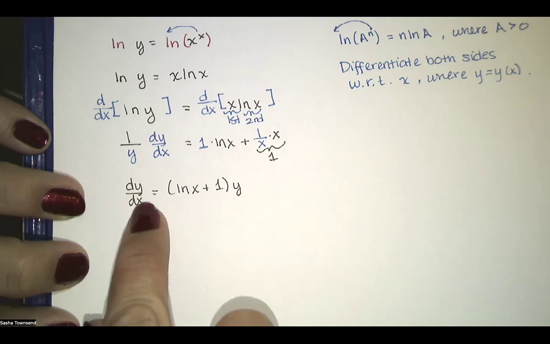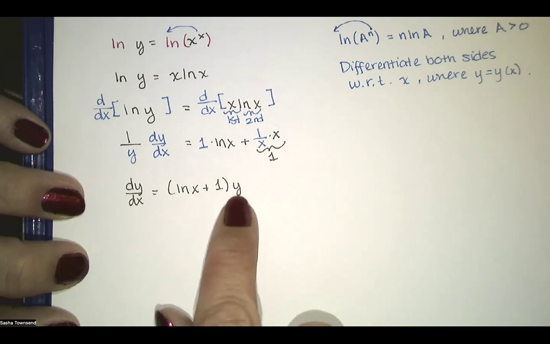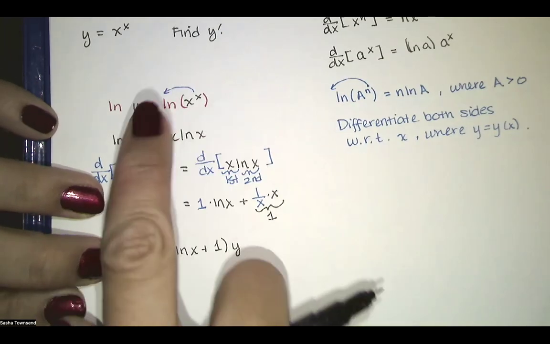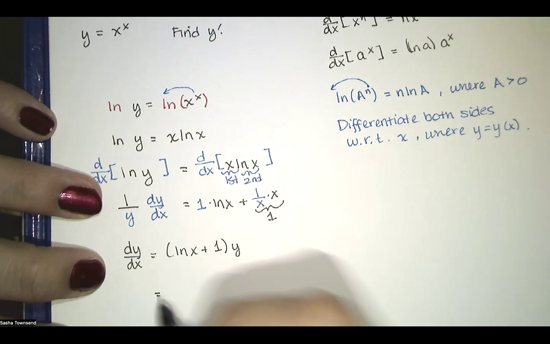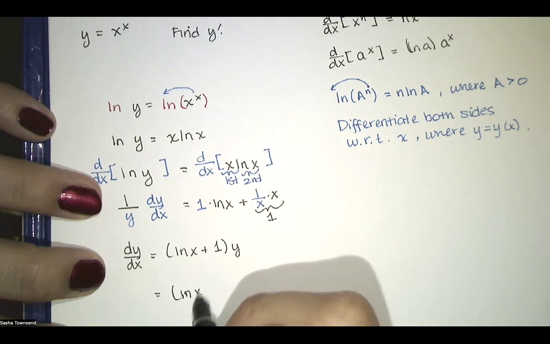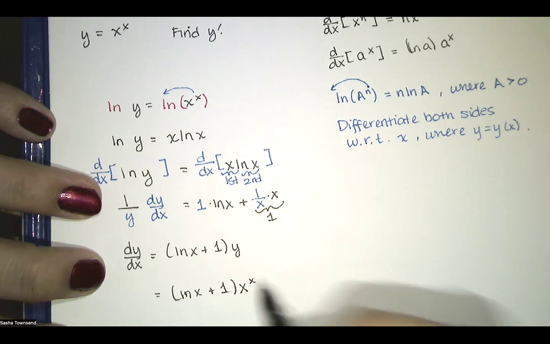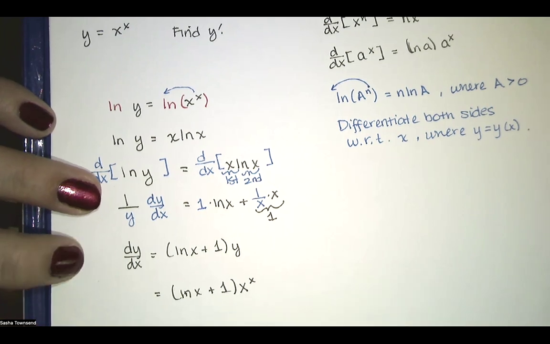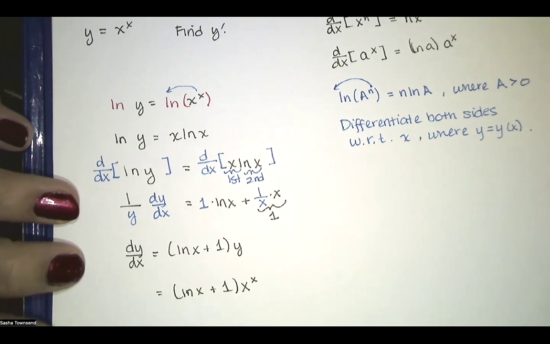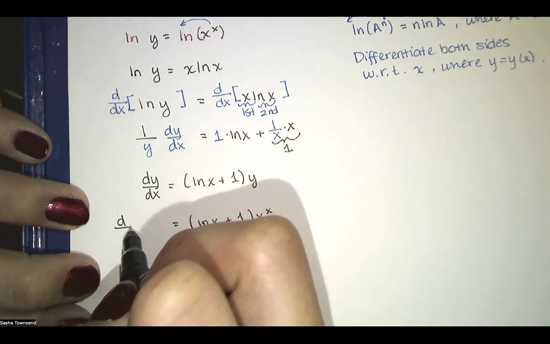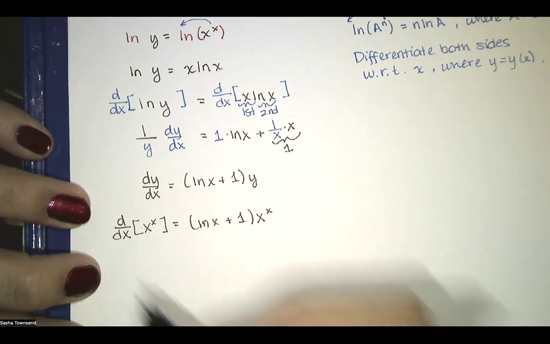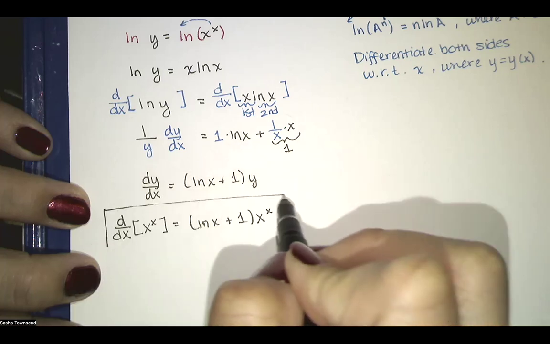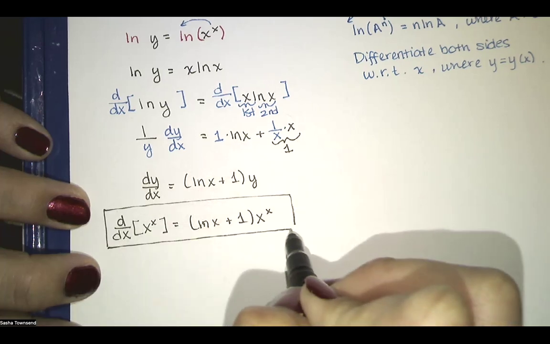But then we remember we want this derivative of y with respect to x in terms of x only. We don't want this y here if we can help it. And we can help it because y actually is x to the x. So you can replace this y with x to the x, and you'll have the derivative of y with respect to x as a function of x. And if you remember that y was actually x to the x, what this tells us is that the derivative with respect to x of x to the x is this. And that's called logarithmic differentiation.